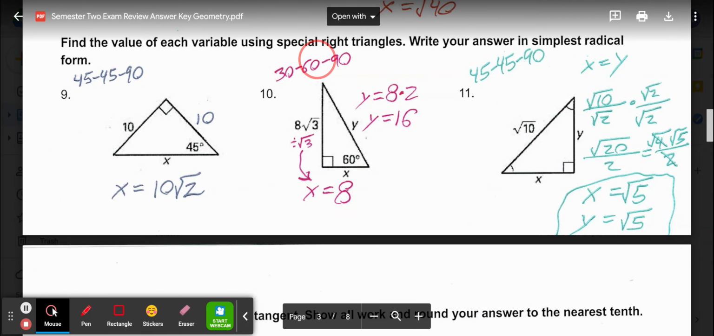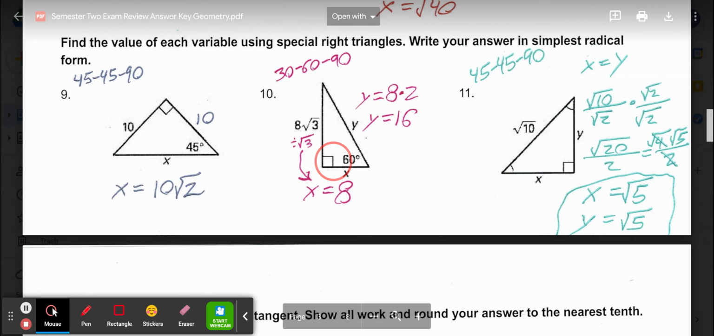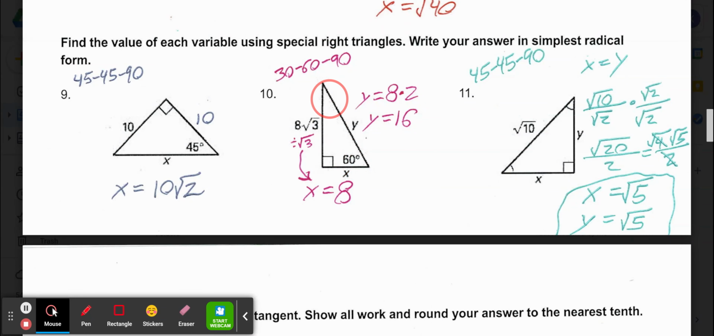In 10, we have a 30, 60, 90 triangle. We have the 60 degree, 90 degree angle, meaning that's 30. And in a 30, 60, 90, we know the longer leg is the short leg times the square root of 3. So if we divide by the square root of 3, we get our shorter leg x, which is 8. Then the hypotenuse is the shorter leg times 2, so y would be 16.